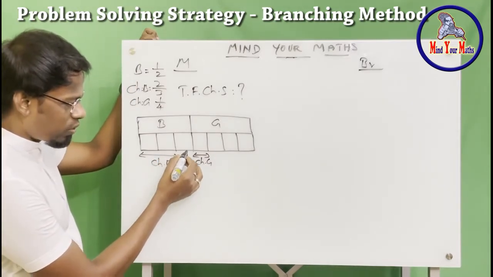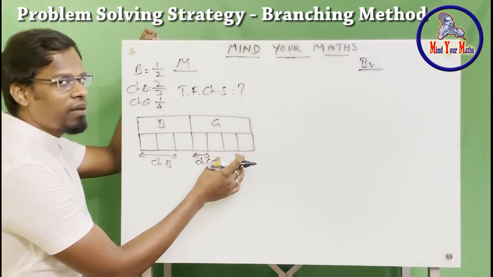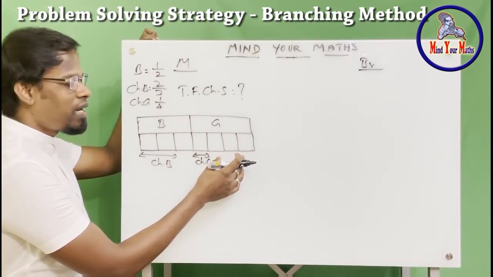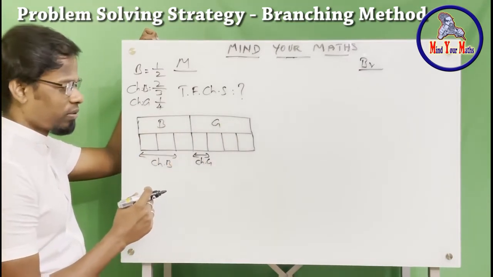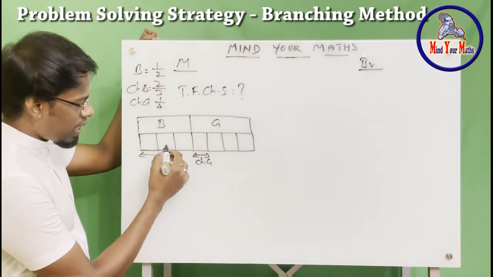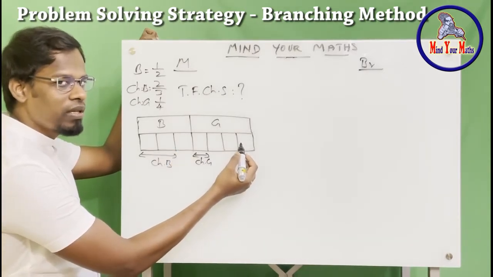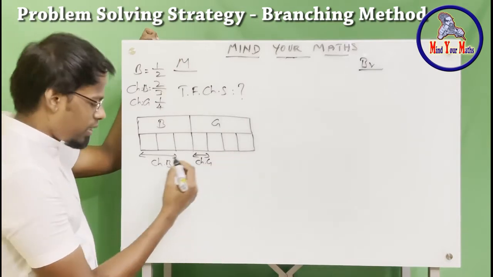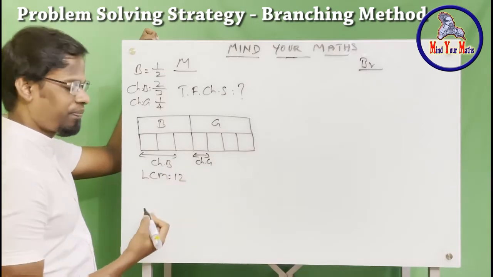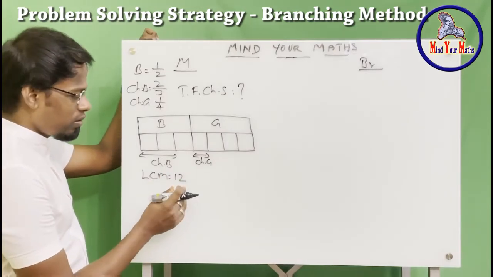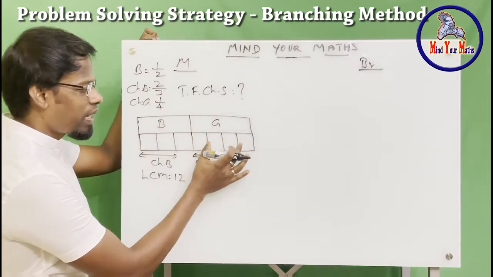So this is 3 units, and this is 4 units. We need to find the LCM. The LCM is the number of units that we have to split both sides into. For this side it's 3 units, this side is 4 units. So what is the LCM for both 3 and 4? Yes, it is 12. LCM equals 12. So now we have to make both sides 12 units.